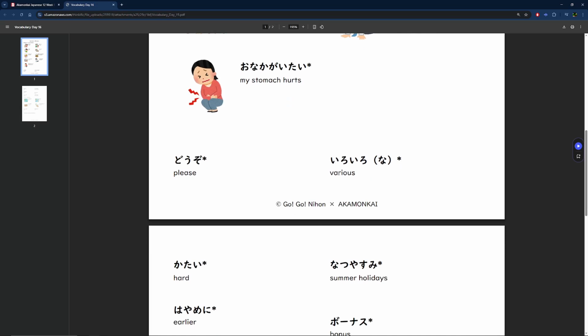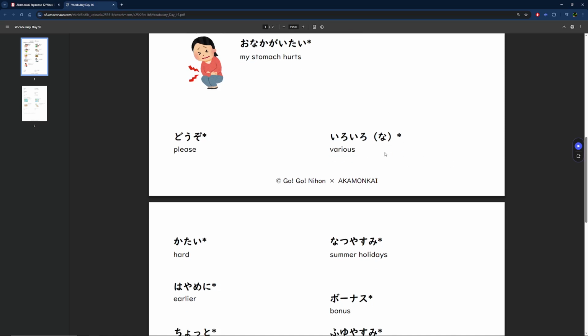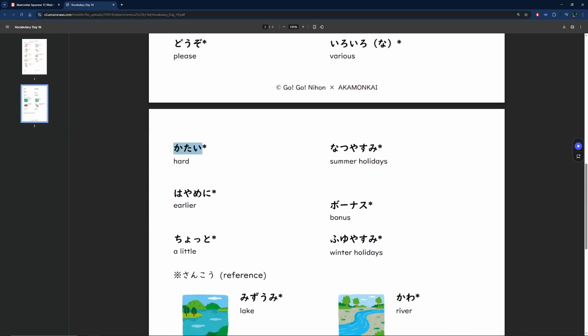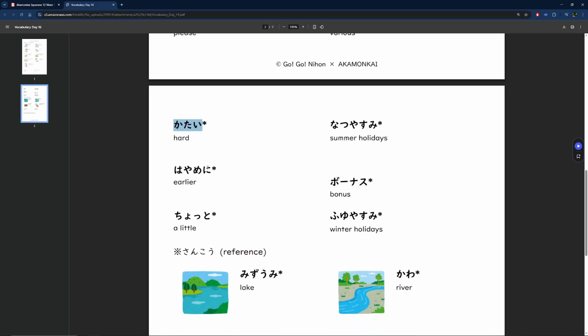I was reading the English in the wrong tone. Iro. Oh, okay. Iro. And then it's a non-adjective. Hard. Is this difficulty or like texture? This is texture. Yeah. Okay. Katai. Summer holidays. Natsuyasumi. My boy Boku. Earlier. Hayameni?